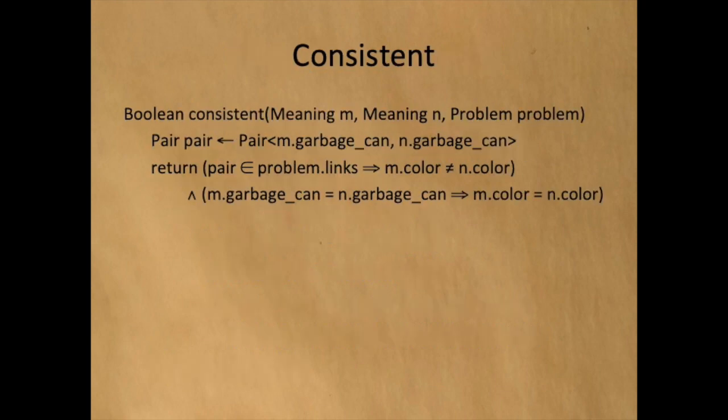The function consistent checks whether two meanings, or decisions, m and n, are consistent. Pair is a temporary and symmetric link between them. If the two meanings represent adjacent garbage cans that are in the set of links, then their colors may not be the same. If the two meanings represent the same garbage can, then the colors must be the same.